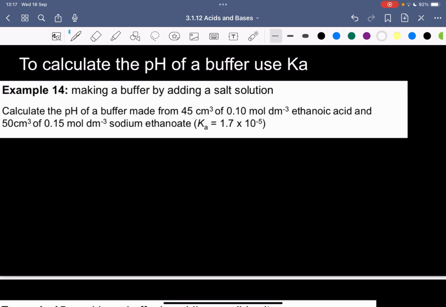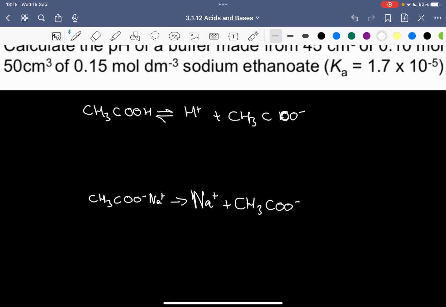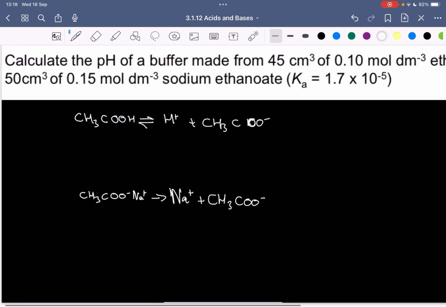So I need to calculate the pH of a buffer made from 45 cm³ of 0.1 moles per dm³ ethanoic acid and 50 cm³ of 0.15 moles per dm³ of sodium ethanoate. And the Ka of ethanoic acid is 1.7 times 10 to the minus 5. Now, to get started with this, I'm going to write down the equations that happen within the buffer. Okay, so here are my two reactions.